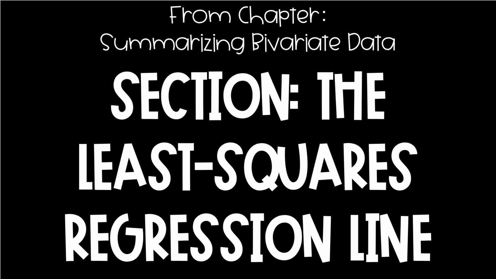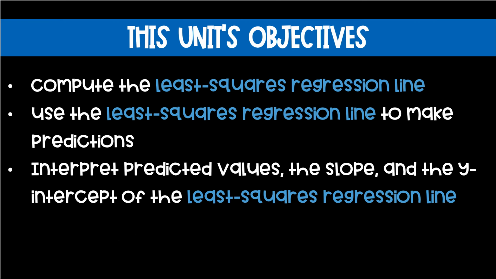Hello students, this is the section on the least squares regression line, which is a continuation from the previous section, correlation. This is from the chapter on summarizing bivariate data. The objectives for this video are to be able to compute the least squares regression line, to use the least squares regression line to make predictions. We're going to practice interpreting predicted values, the slope and the y-intercept for this regression line.